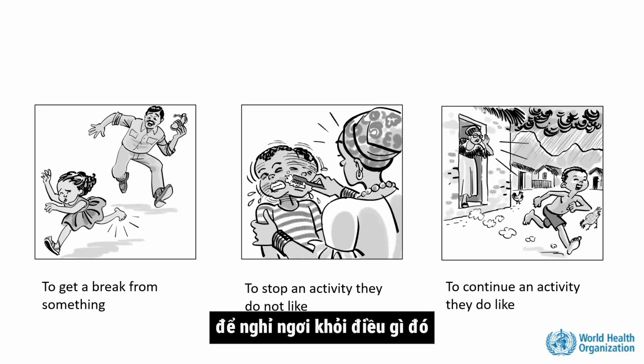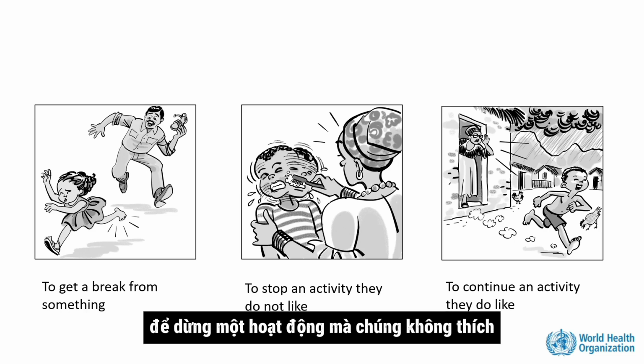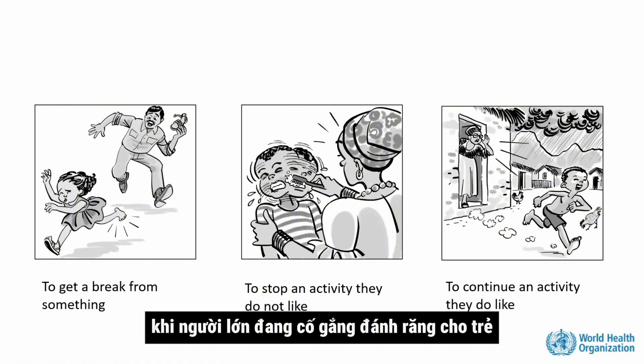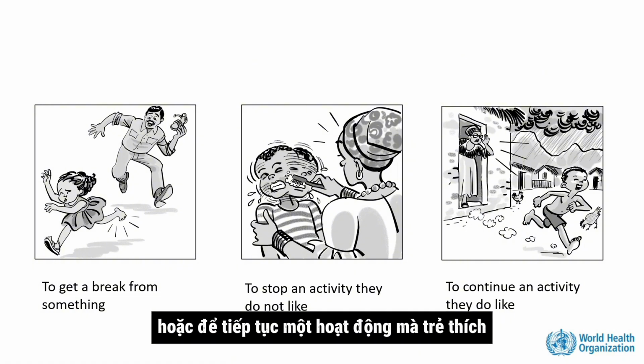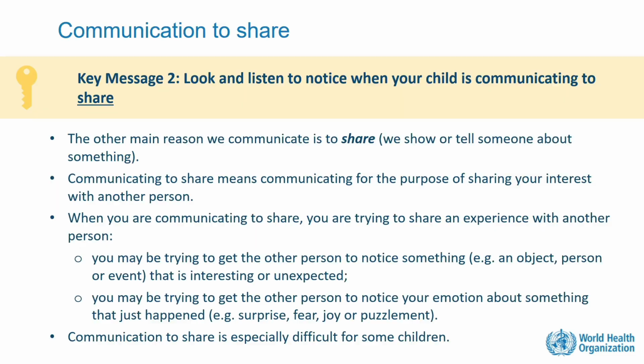To get a break from something, for example, by running away during an activity. To stop an activity they do not like, for example, by shaking their head back and forth while an adult is trying to brush their teeth. Or to continue an activity they do like, for example, by refusing to come inside for bed because they want to continue to play outside.